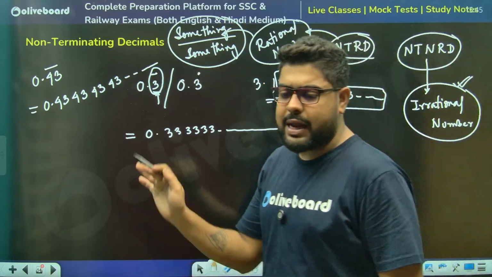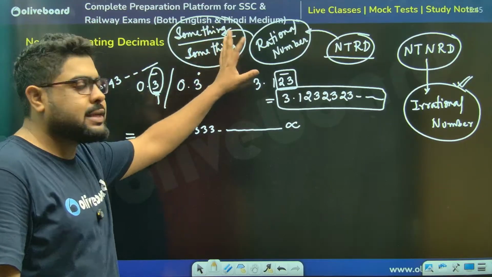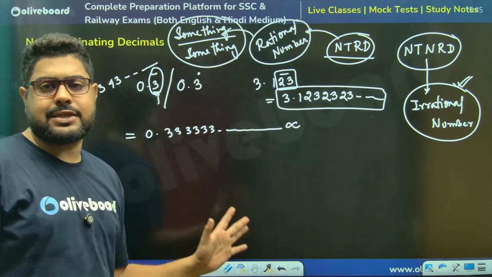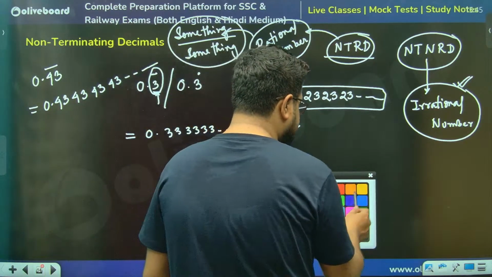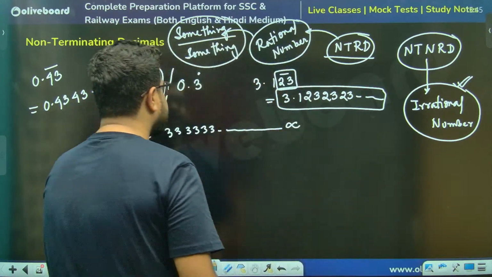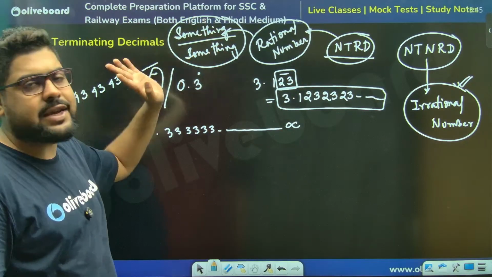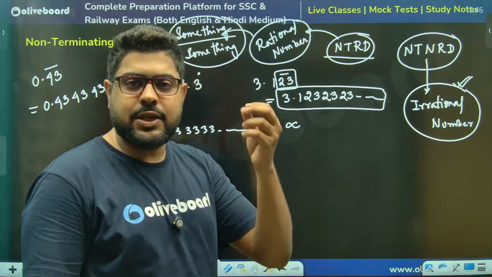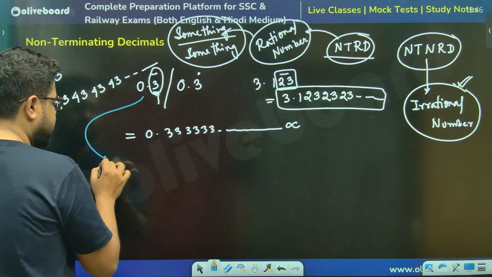If any number can be written like that, you will say that is a rational number. I'm saying all of these are rational numbers. That means the conclusion is that these numbers can be written in fraction form, something by something. So these can be written in that fashion. How will we write them? I'm just showing you one simple proof.